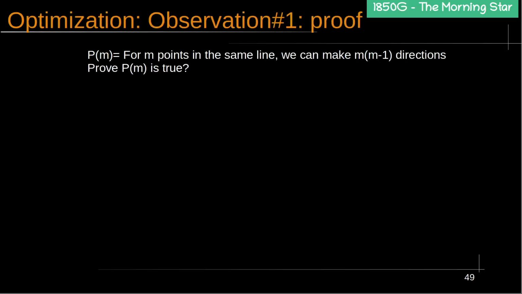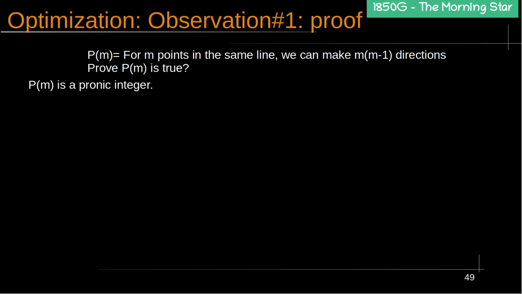Of course, we have to prove this. We prove it quickly. Let's assume Pm is the number of directions for m points in the same line, which we can make m times m minus 1. To prove it, we're going to use proof by induction. It'll be easy to prove. We can conclude, we can observe that Pm is a Pronic integer.